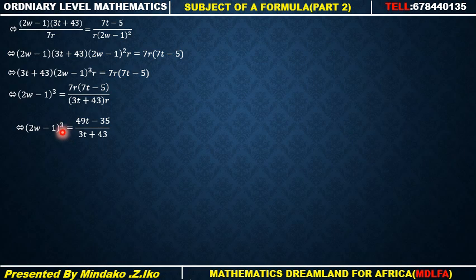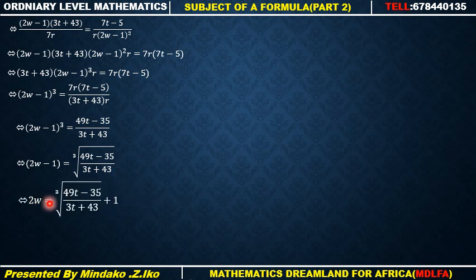Now we can take the cube root on both sides. If we take the cube root on both sides, at the end of the day we are going to have that 2w minus 1 equals the cube root of 49t minus 35 divided by 3t plus 43. So now we are interested in making w the subject. We are going to take this minus 1 and cross it to the other side of the equation. If it crosses this equality sign, it will become positive. So at the end of the day we are going to have 2w equal to the cube root of 49t minus 35 divided by 3t plus 43, then plus 1.